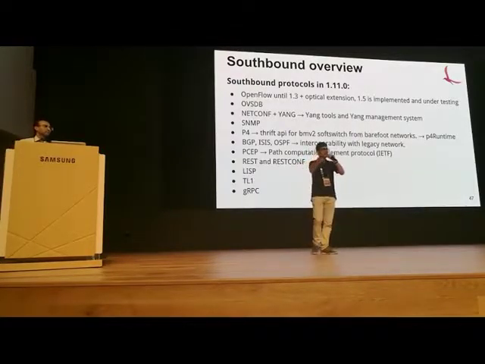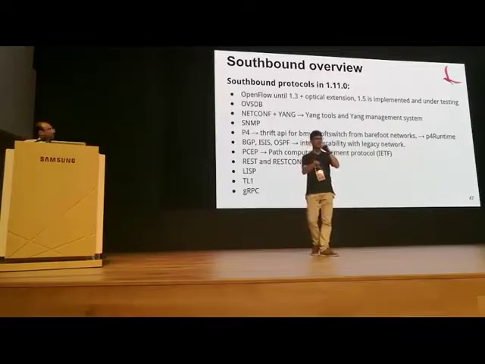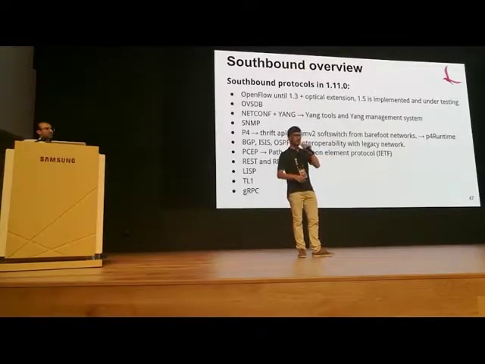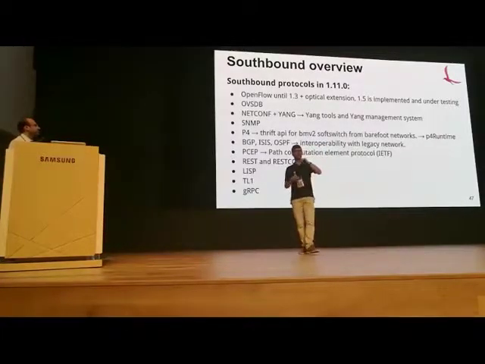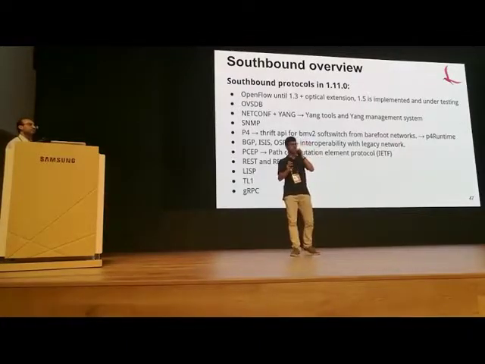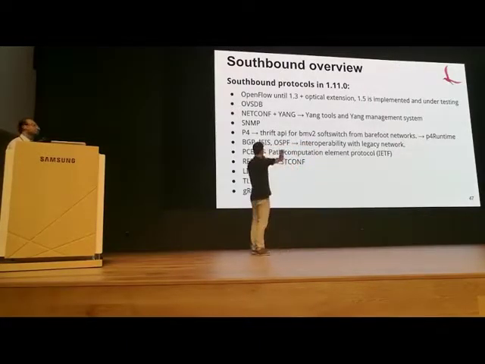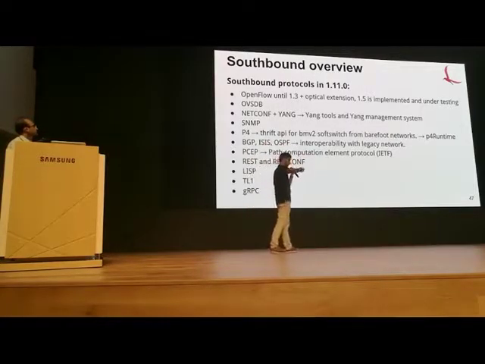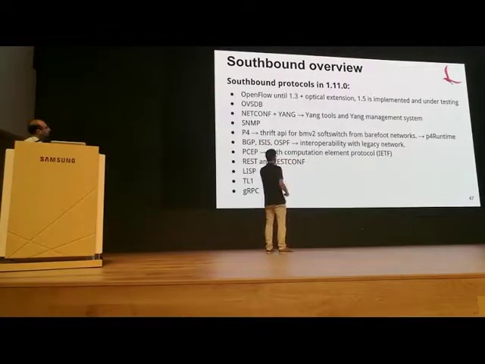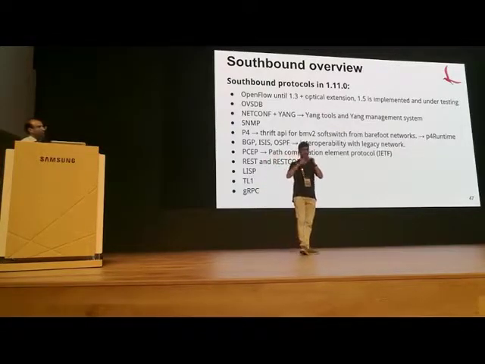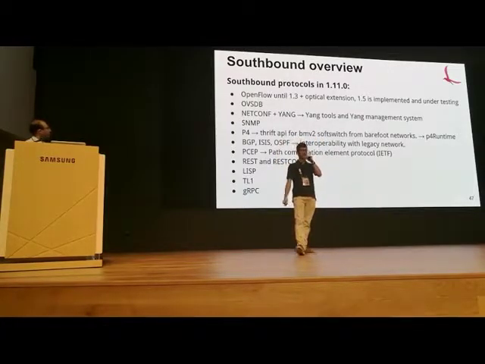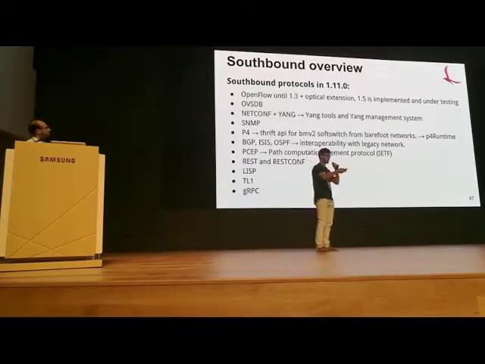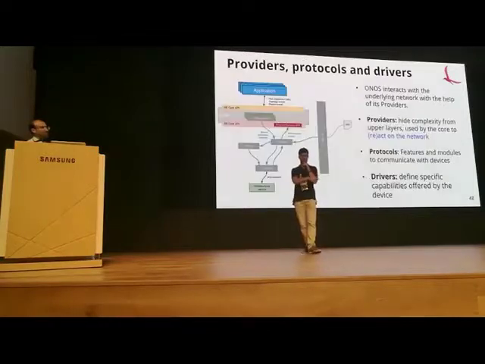And this is the list of protocols that ONOS supports in the current 1.11 release, which is OpenFlow 1.3 plus optical extensions. 1.5 is implemented and under testing. We're struggling to find any OpenFlow 1.5 devices. That has to be said. We have OVSDB, NETCONF, YANG Tools, YANG Management System, and dynamic configuration, SNMP. We have P4 Runtime to deal with P4-enabled devices. We have BGP, ISIS, OSPF for legacy networks. We have PCEP, REST and RESTCONF, LISP, TL1, and now we also have gRPC Southbound, as was discussed this morning.